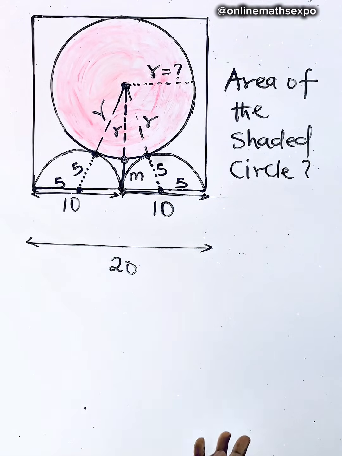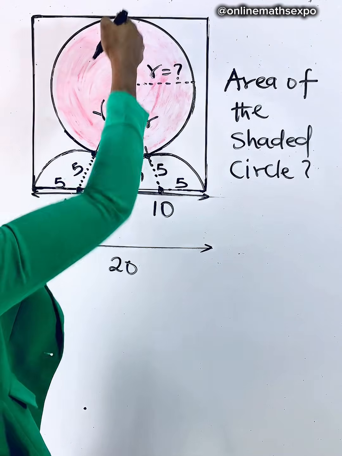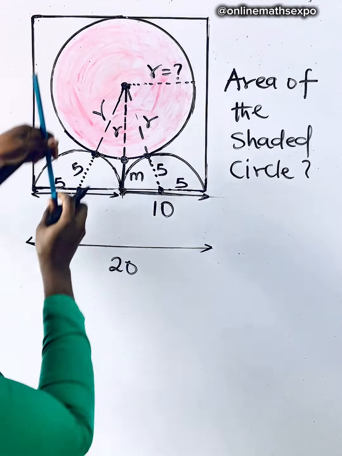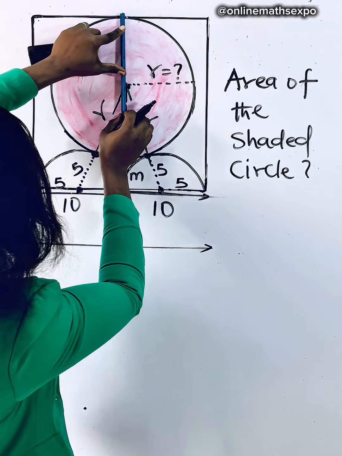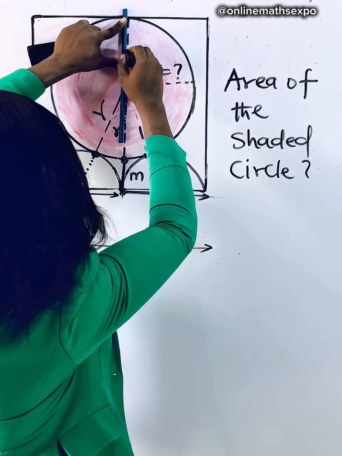Now, what do we do next? Go back again. You can also extend this to touch this. Remember, it's also a radius. So if you do that, you're going to have this. So this is what we have.